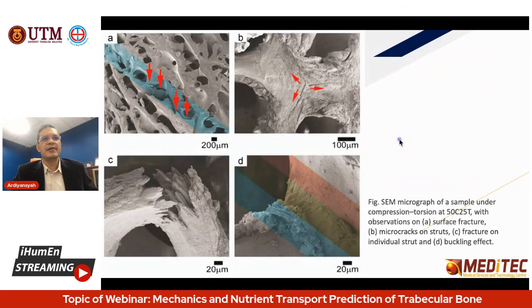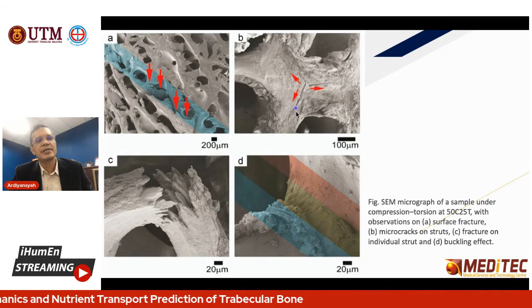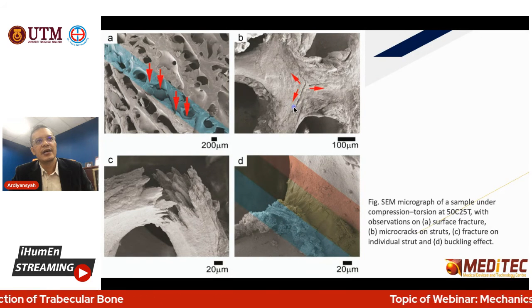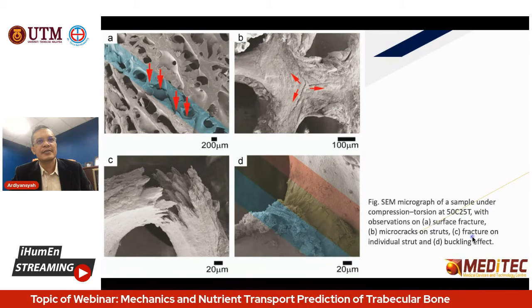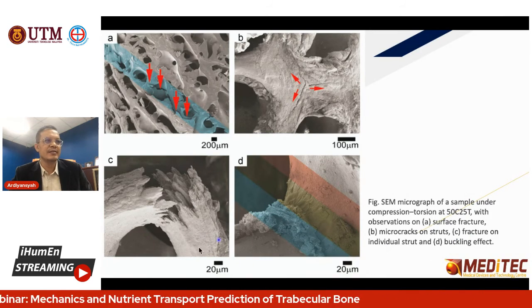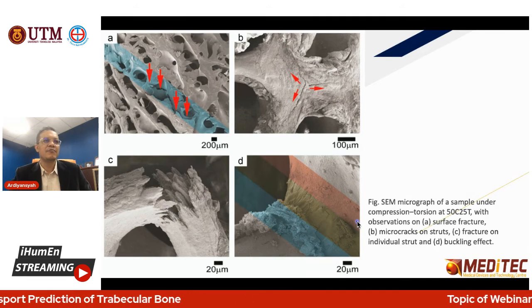So here is the SEM micrograph of the compression sample. Here you can check the failure. There are three directions of load. Micro crack on the strut, surface fracture, and the fracture in the vertical strut. There is a fracture in the vertical strut and the buckling effect.